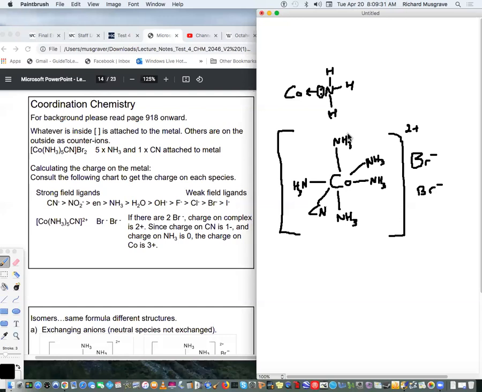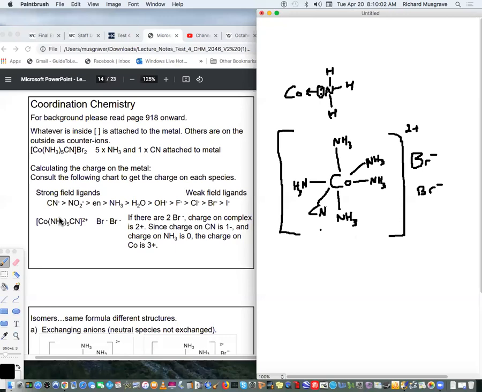It's cobalt. That's right. So the CN bonds through the carbon. That's right. Oh, yes, I see what you're saying. Yes, so CN bonds through the carbon of the CN. I see what you're saying, Kate. I understand where you're going with that. How would you know that? Well, you probably wouldn't, but it does bond through the C.